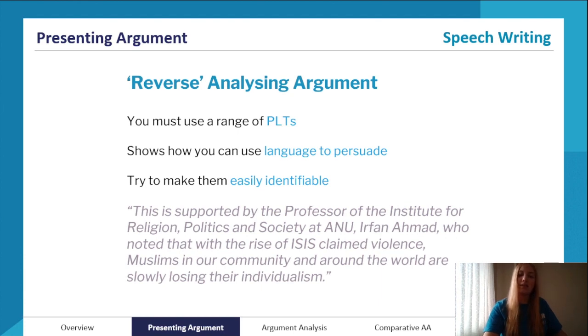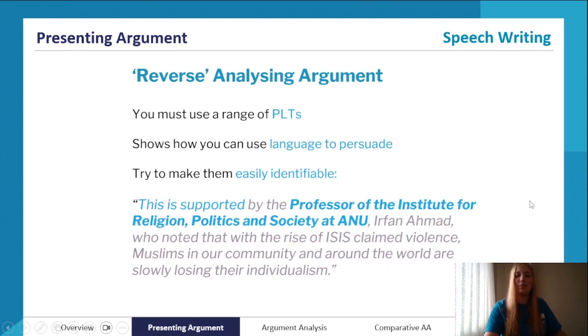For instance, looking at this example, this is supported by the professor of the Institute for Religion, Politics and Society at ANU, Irfan Ahmad, who noted that with the rise of ISIS claimed violence, Muslims in our community and around the world are slowly losing their individualism. So we're making it very clear that it's expert evidence as our persuasive language technique that we've used here. We're crediting the individual and showing how they are an expert. So note that construction there, and that's how you can make it really clear.